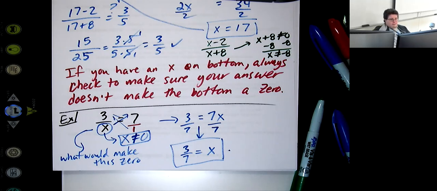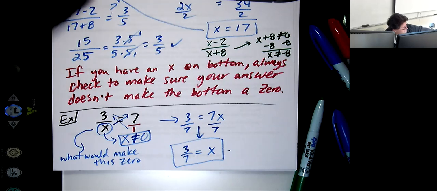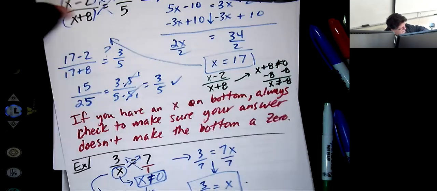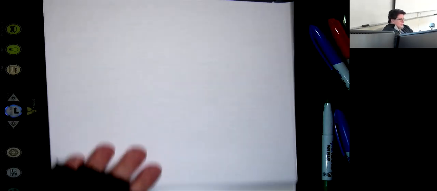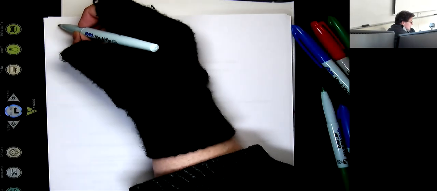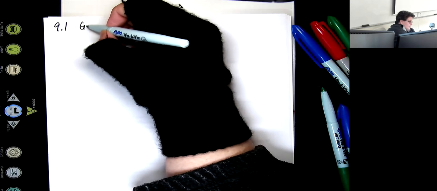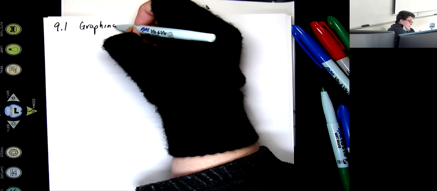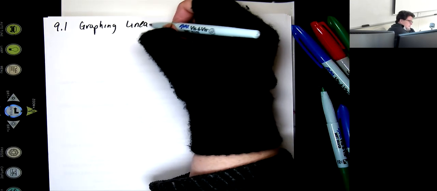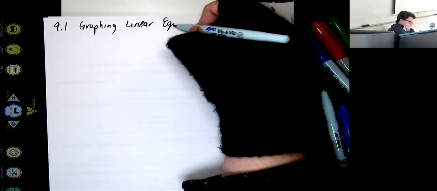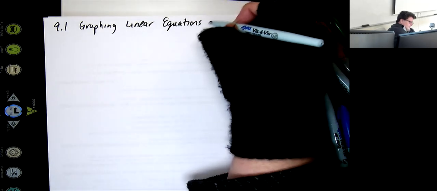You guys ready for some more? Next chapter. Chapter 9 is on graphing and doing some other stuff with lines. 9.1 is graphing linear equations and functions.